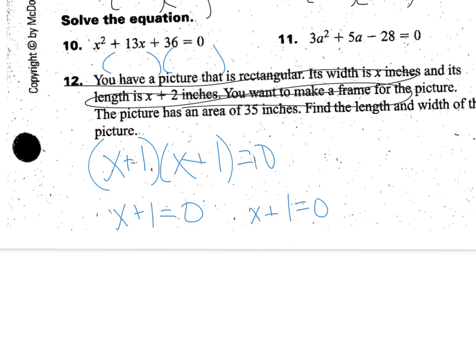I will also tell you that there's no GCF that has to be taken out of these, so you don't have to pull a number out first before you factor them. So that is it.